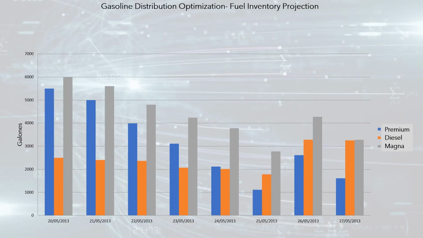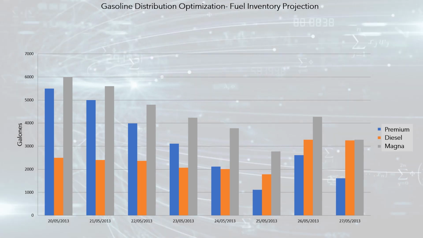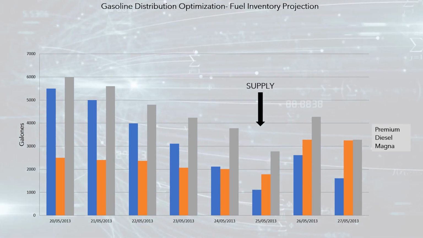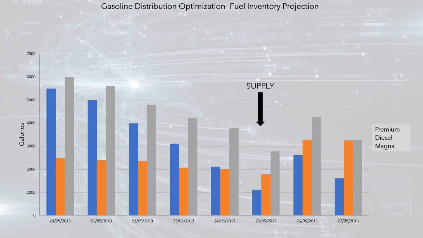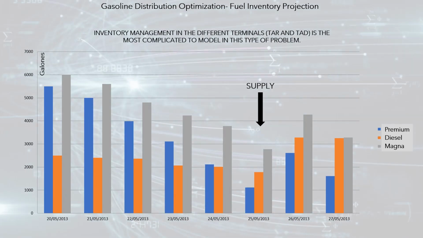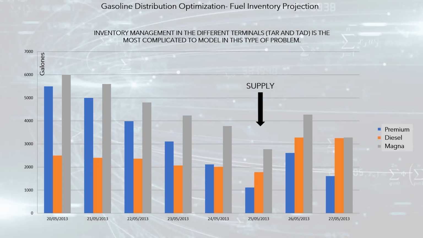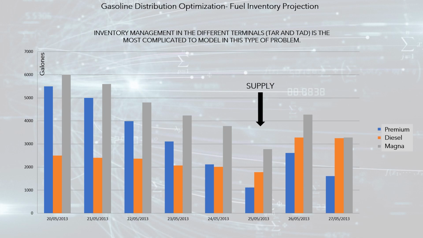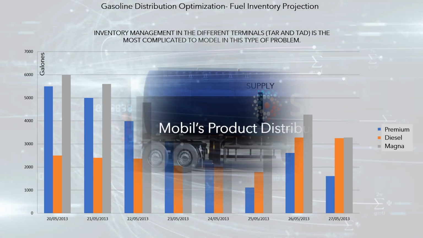The fuel inventory projection is essential to control the feasibility of truck loading scheduling. The moments when a tank is empty determine that it is not possible to load trucks to transport a specific fuel. The moment of tank supply releases this restriction. The inventory management in the different terminals, TAR and TAD, is the most complicated to model in this type of problems. It is fundamental to guarantee the correct modeling of this aspect, to guarantee the feasibility of the plan.